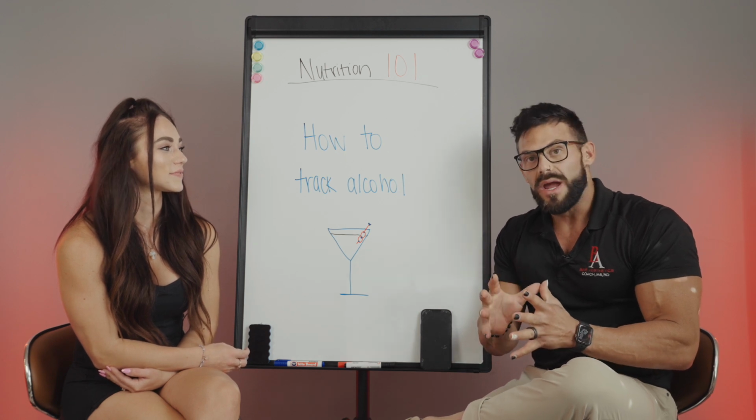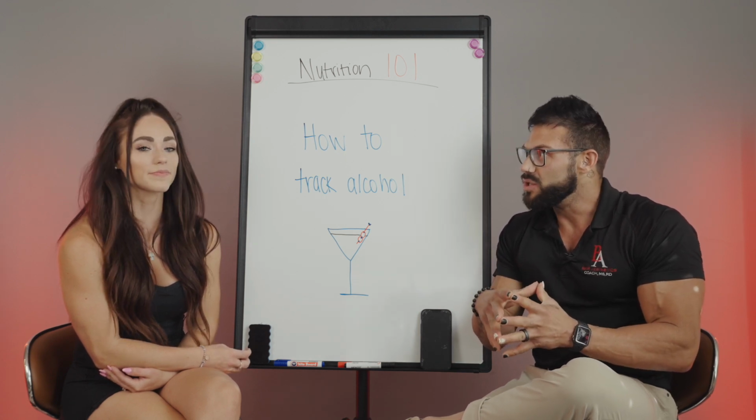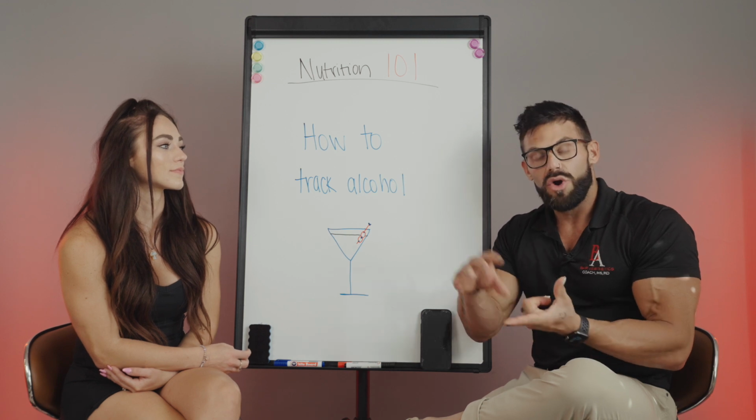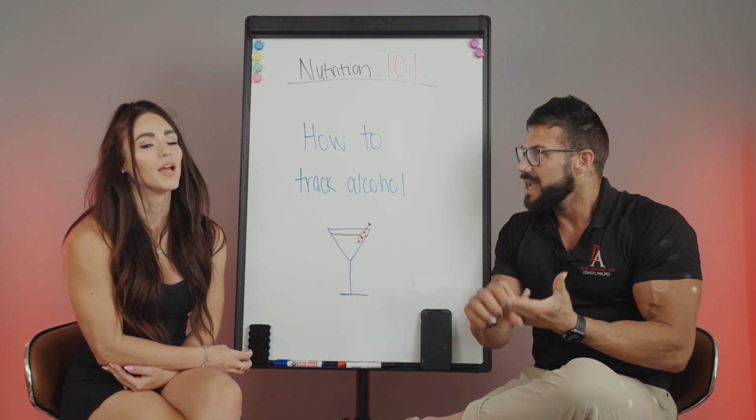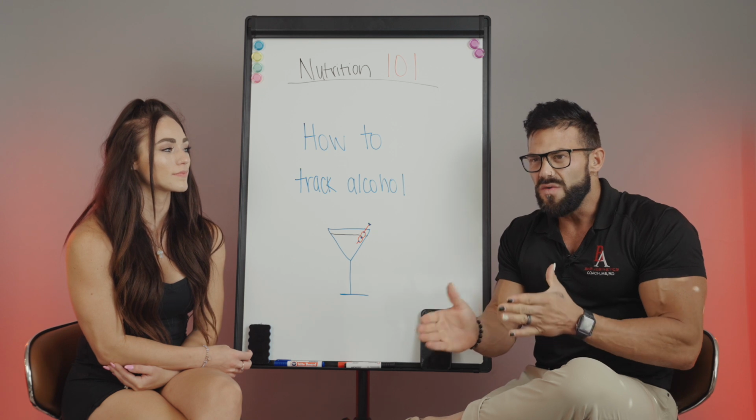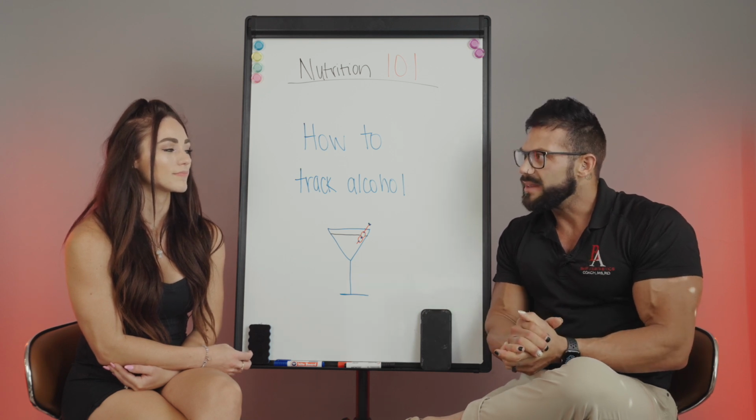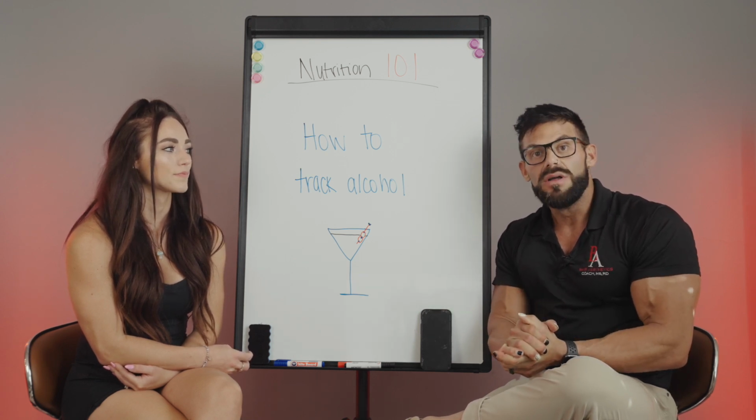One other way that we could count the alcohol is doing a variety of both carbohydrates and fats. However, we like to simplify it and just go either or. Primarily, we're going to track the alcohol and recommend you track the alcohol as carbohydrates.